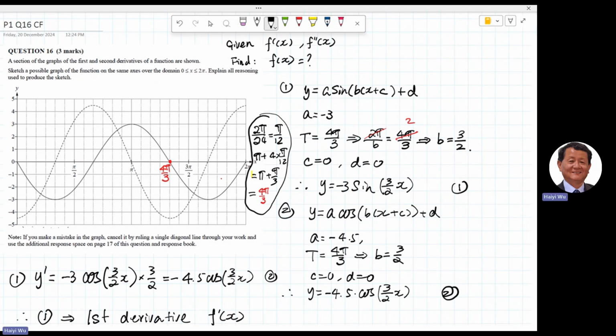All right, so what we do is we start by finding out which one is the first derivative and which one is the second derivative. We've got one with continuous lines and one with dotted lines.